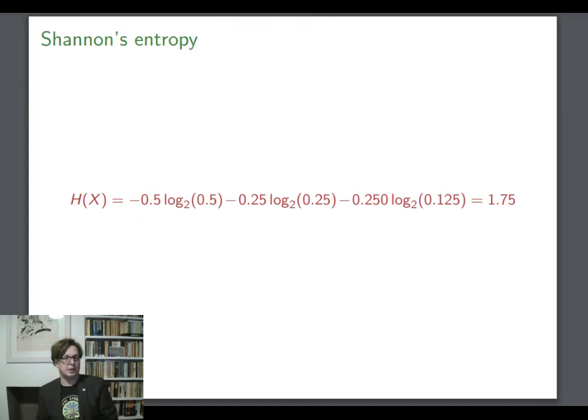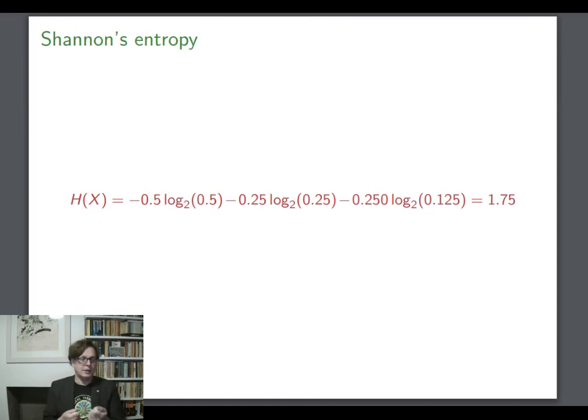that's the same as Shannon's entropy. So here we have Shannon's entropy, H of X. H of X is equal to minus 0.5 times the log to the base 2 of 0.5, which of course is 1, and then we have 0.25 times minus the log to the base 2 of 0.25, and minus the log to the base 2 of 0.25 is 2, and then twice, giving us 0.25, we have minus the log to the base 2 of 0.125, and the log to the base 2 of 0.125 is minus 3.